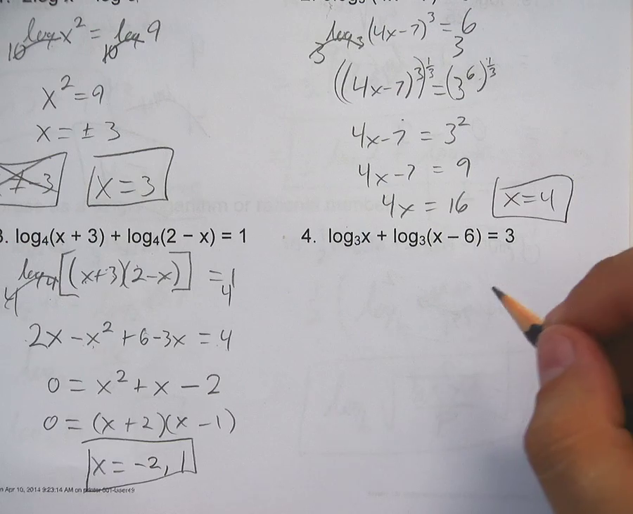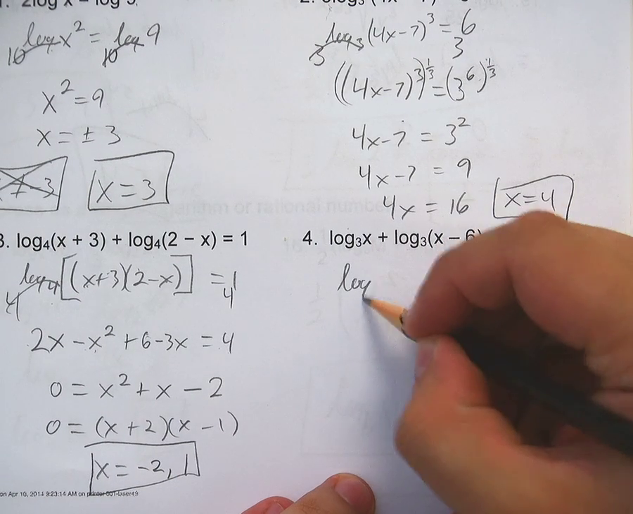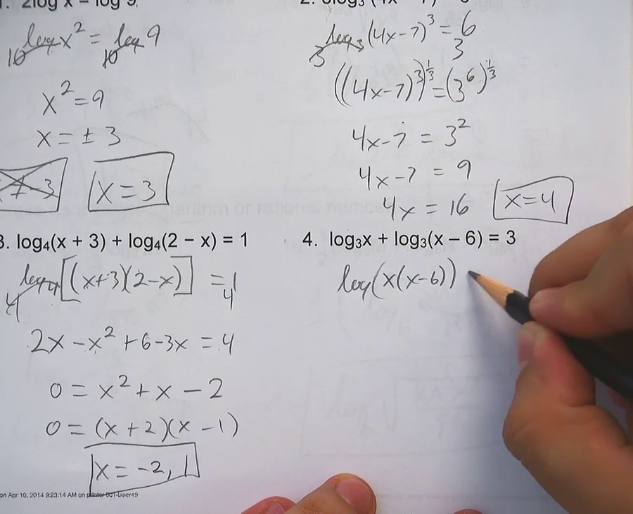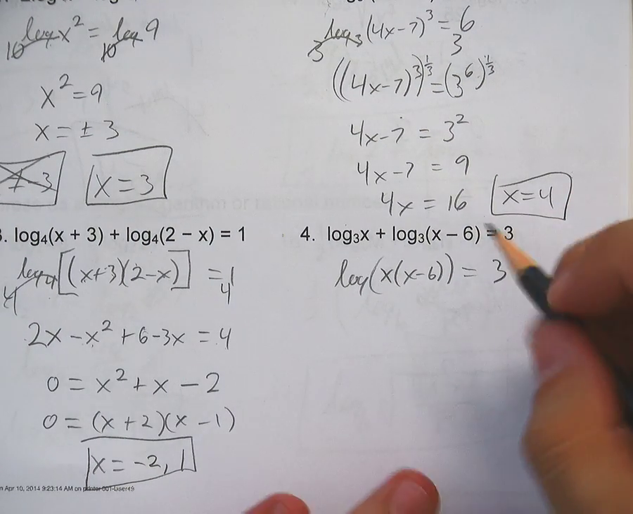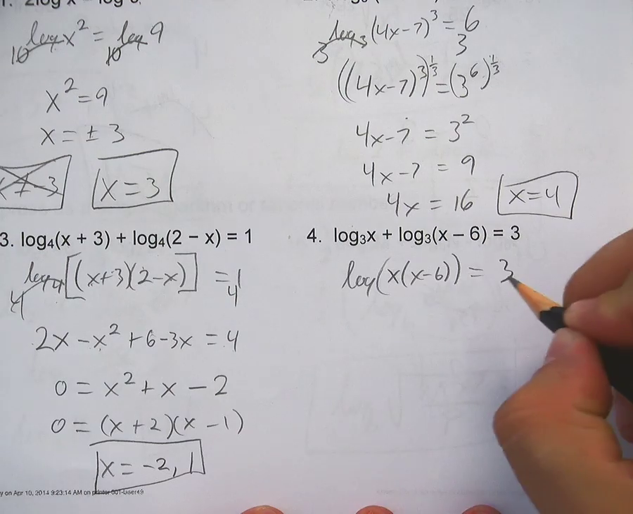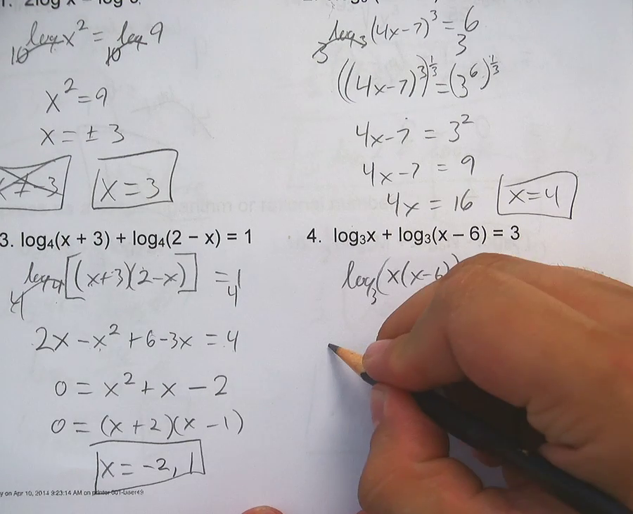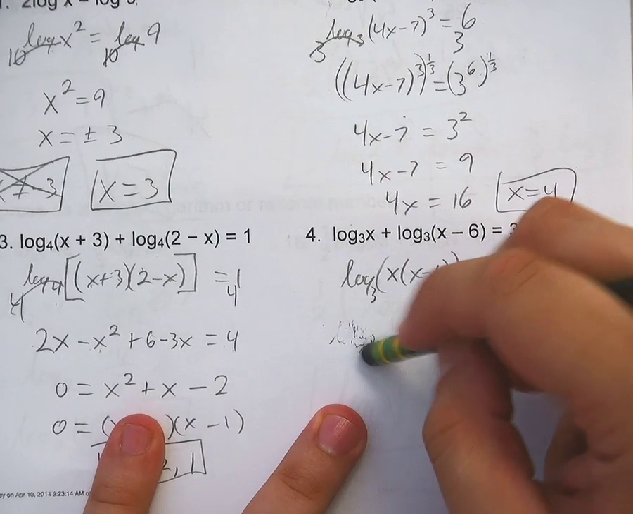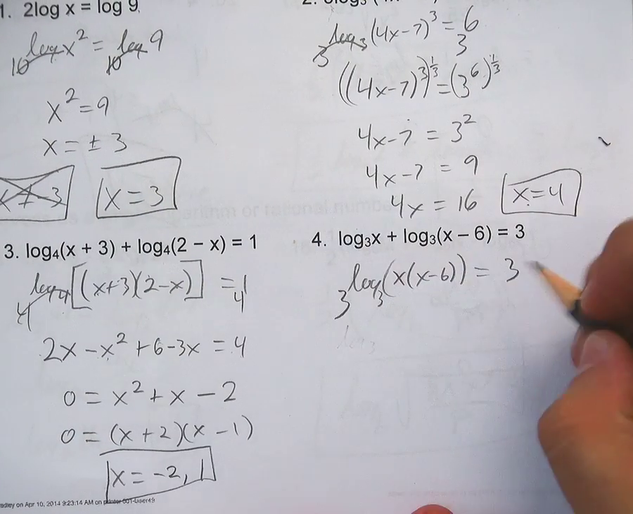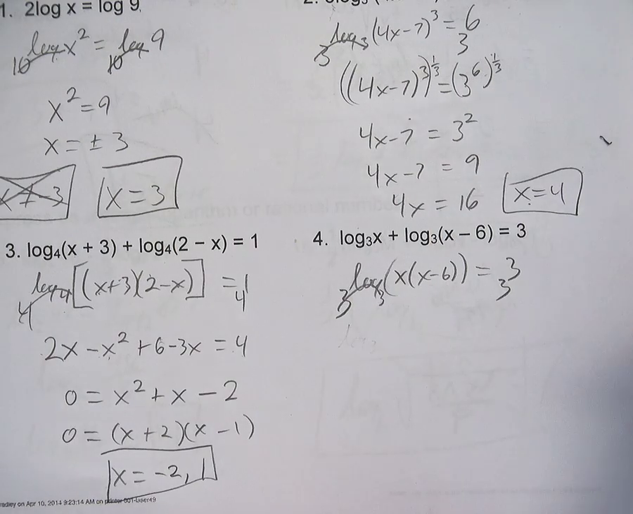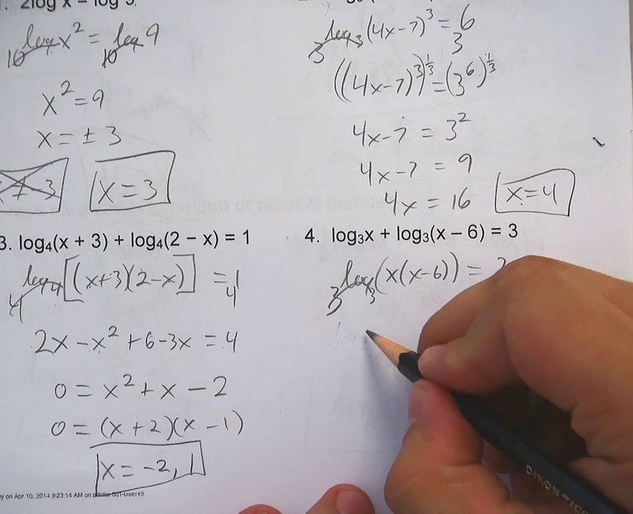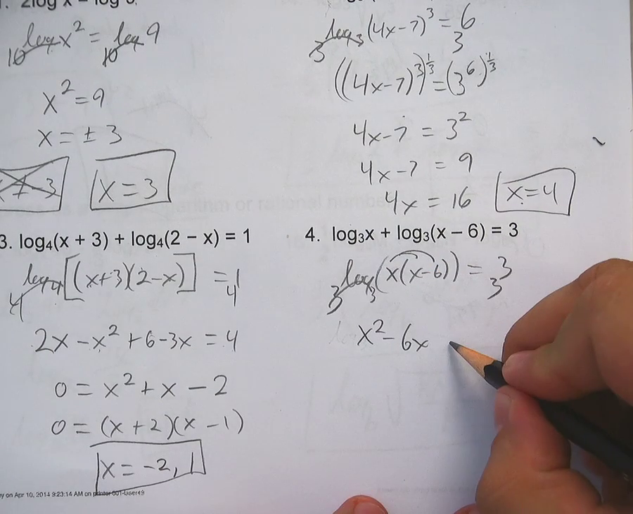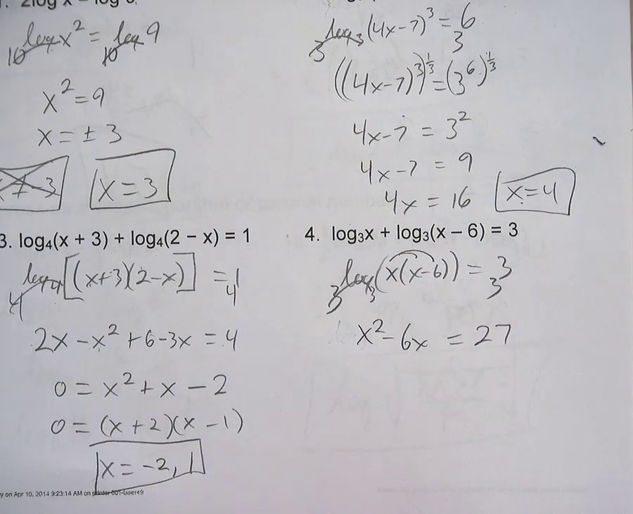Yay! This guy. Log of x times x minus 6 equals 3. So that's, what was it? Log base 3, I'm sorry. So that's log base 3. Actually, you know what? Let's change that. Let's skip a step. I'm all about skipping steps. Raise both with a base of 3. And you get x squared minus 6x, if you FOIL this out here, distribute, excuse me, equals 27.